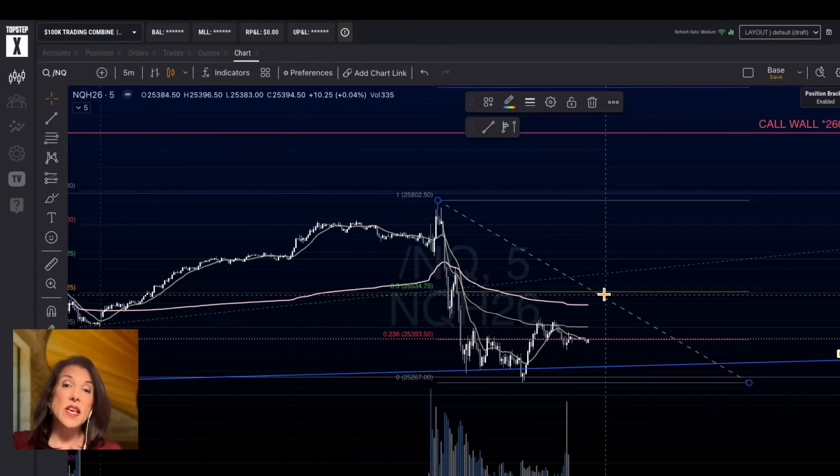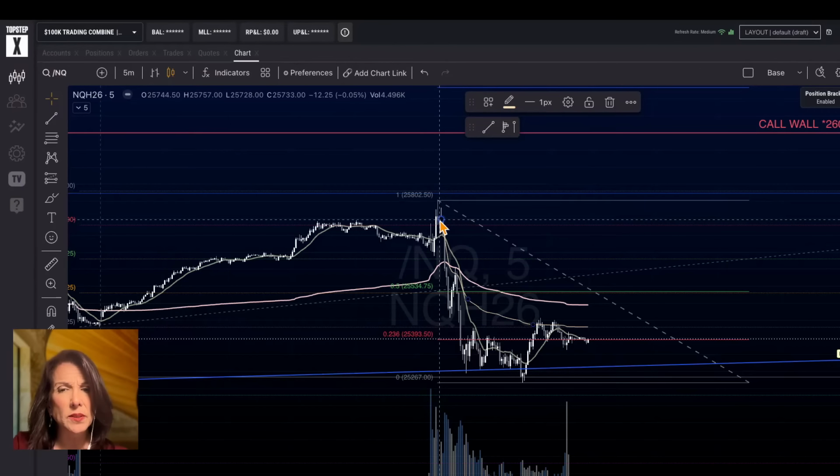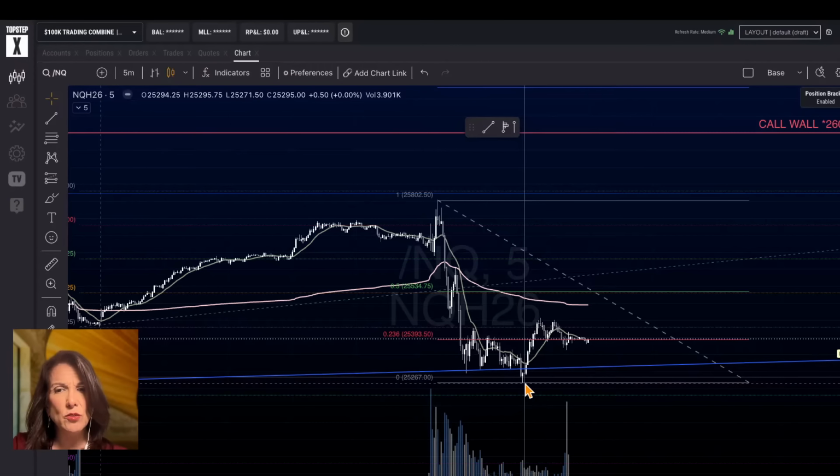You'll notice that the ES has recovered 50% of that wave action on Friday's formation, but the NQ only recovered about 23%. So it is a little bit weaker. It really is a little bit weaker. We have an anchored VWAP from the top, but I will move it to the bottom.